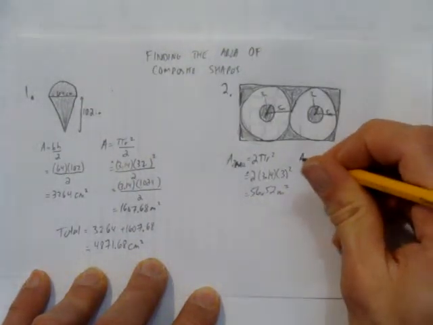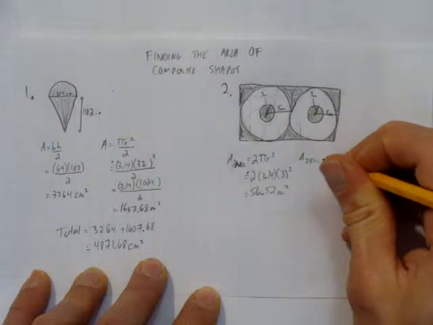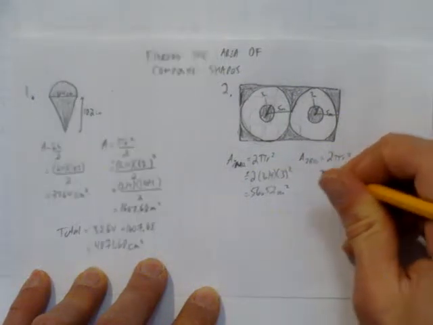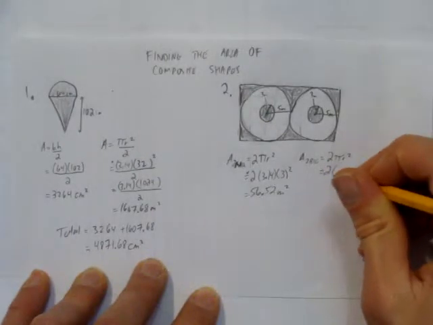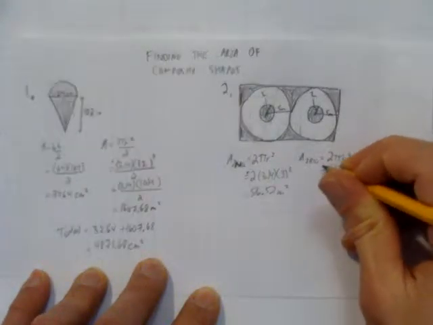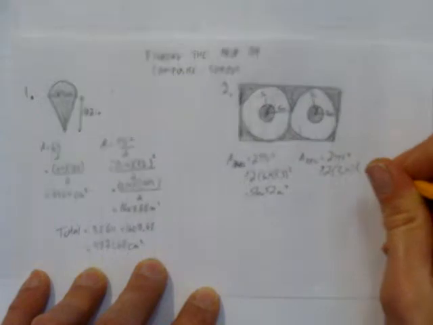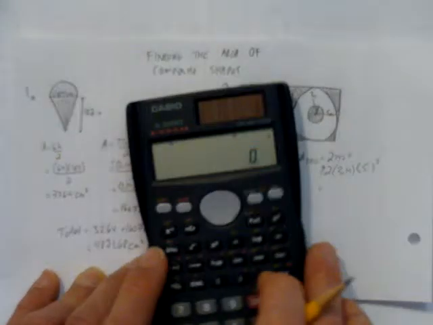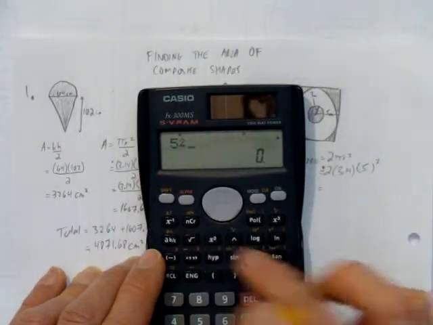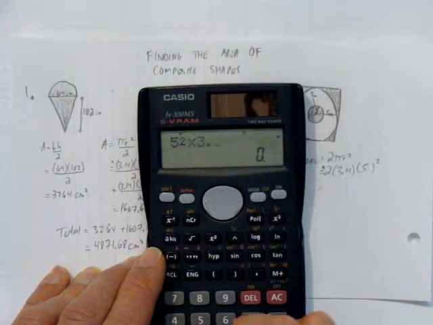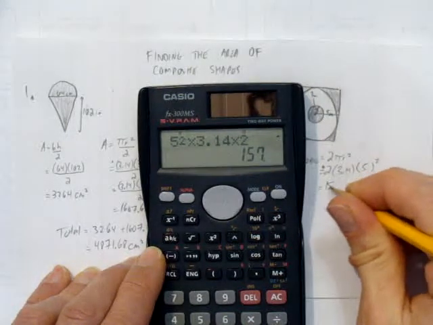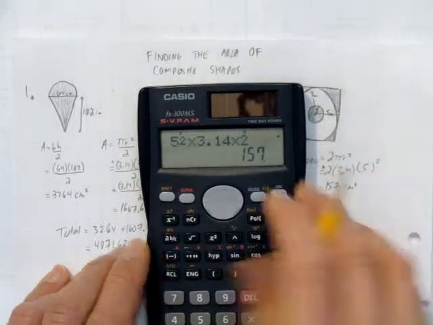Now we need to calculate the area of the two big circles. Again, there are two of them, so that's 2 pi r squared, which is 2 times 3.14, which is pi rounded, so put a rounding dot, times the radius 5 squared. We can do all that at once in our calculator. 5 squared times 3.14 times 2, and we get 157 centimeters squared.